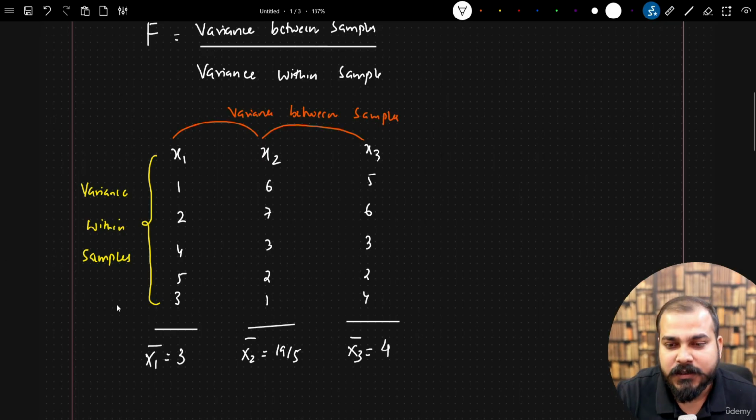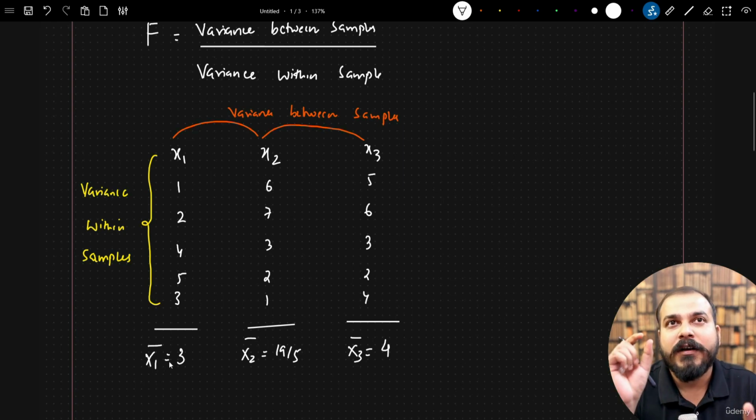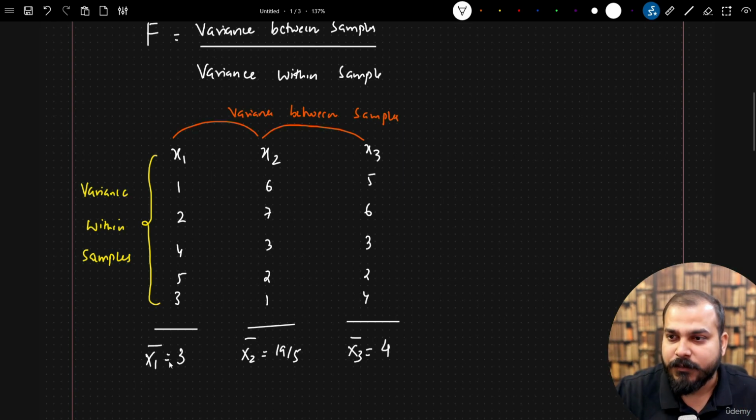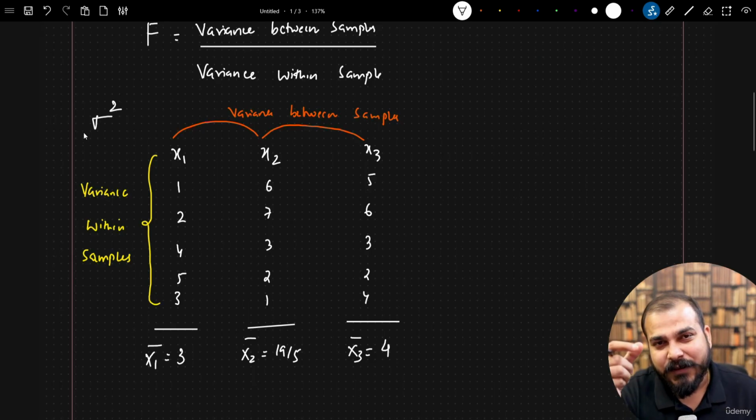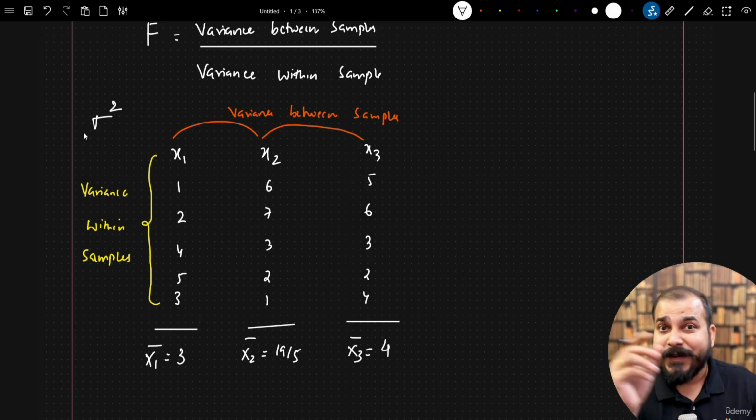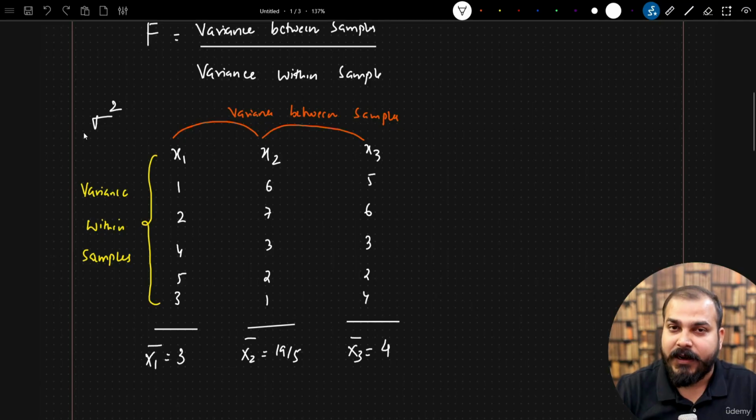Now in this case, when we say variance within the sample, so within this particular sample, see, at the end of the day, what is standard deviation? Variance is given by sigma square, right? Standard deviation basically says how far away a specific point is from the mean. With respect to variance, we talk about the spread.